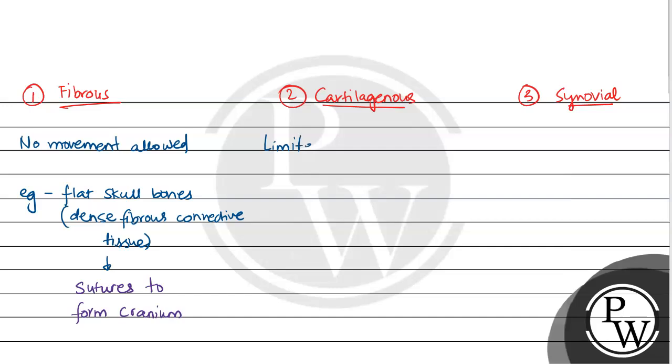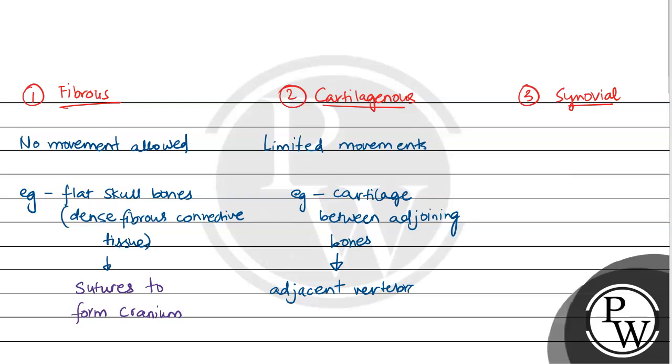Cartilaginous joints में limited movements allowed होता है. यहाँ पे the cartilage is present between the adjoining bones. This type of joint is present between the adjacent vertebrae in the vertebral column of human beings.